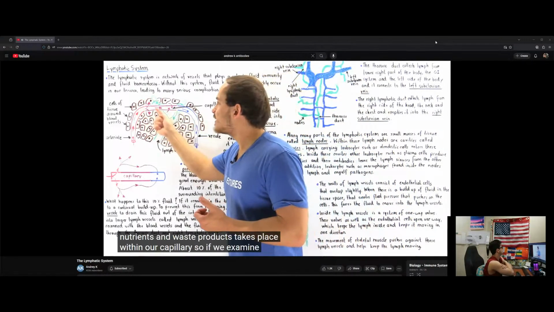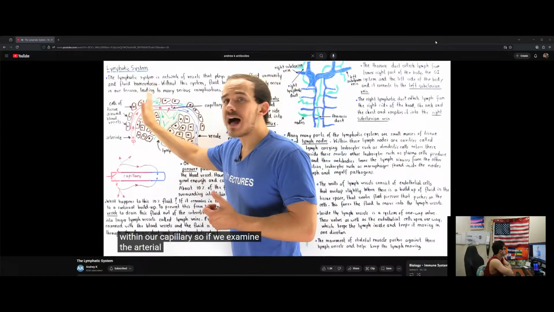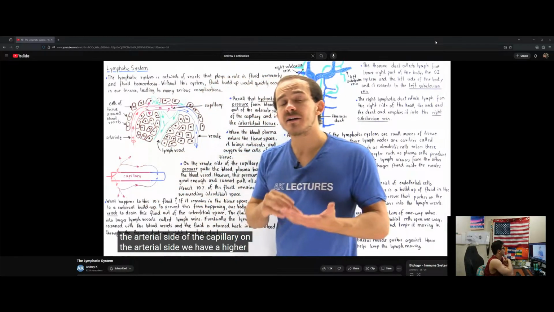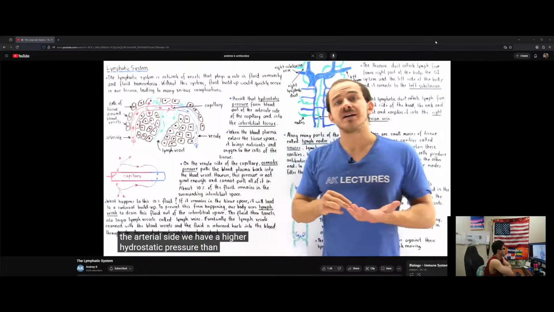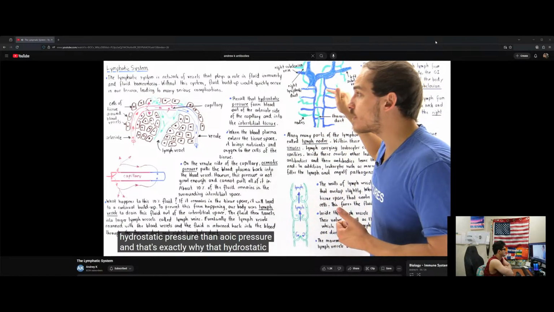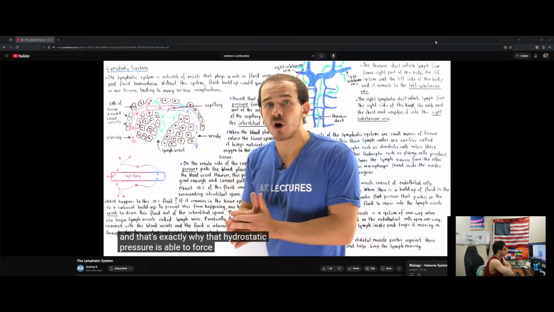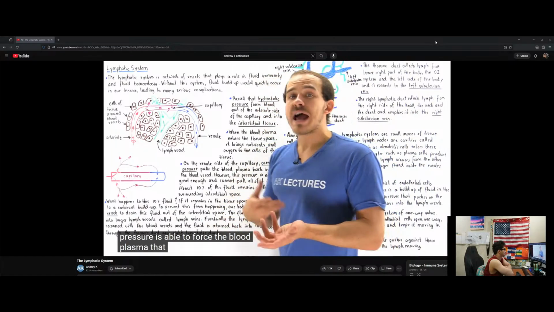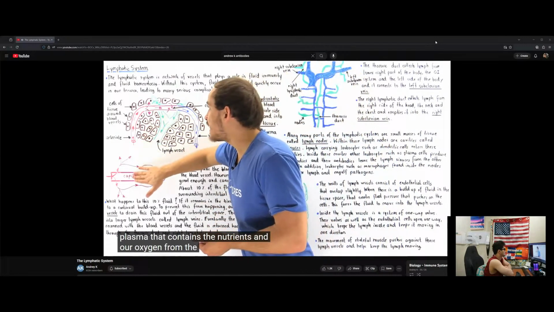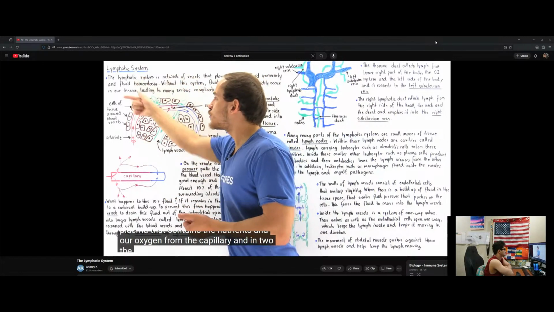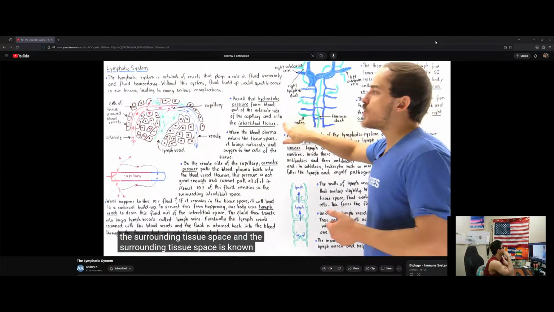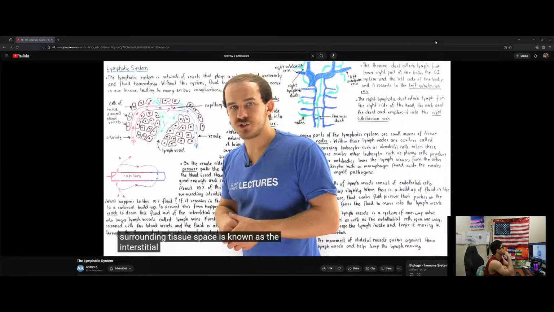So if we examine the arterial side of the capillary, on the arterial side, we have a higher hydrostatic pressure than osmotic pressure. And that's exactly why that hydrostatic pressure is able to force the blood plasma that contains the nutrients and our oxygen from the capillary and into the surrounding tissue space. And the surrounding tissue space is known as the interstitial tissue.